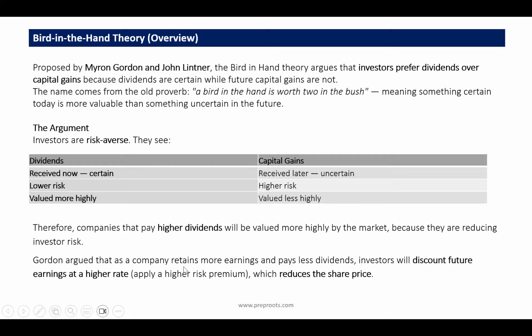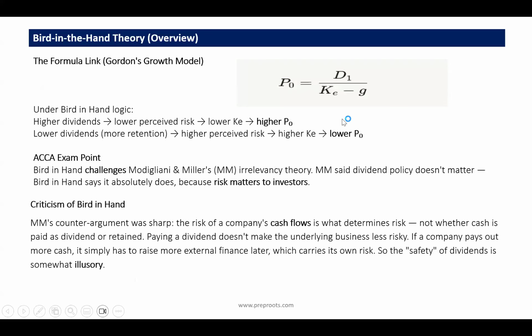So Gordon argued that if a company retains more earnings and pays less dividend, investors will discount future earnings at a higher rate. So a company that pays higher dividend is valued more, and the value of companies that pay less dividend will be less according to the relevancy theory. So that means dividend is relevant. We know this formula: dividend divided by cost of equity minus g is equal to market value. You pay higher dividend, market value will be higher. You pay less dividend, market value will be less.